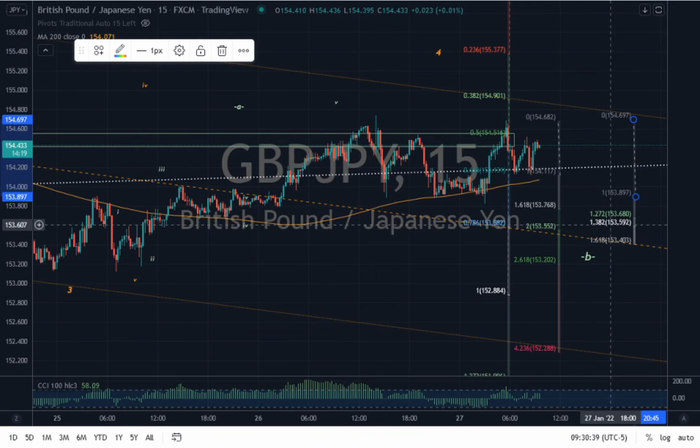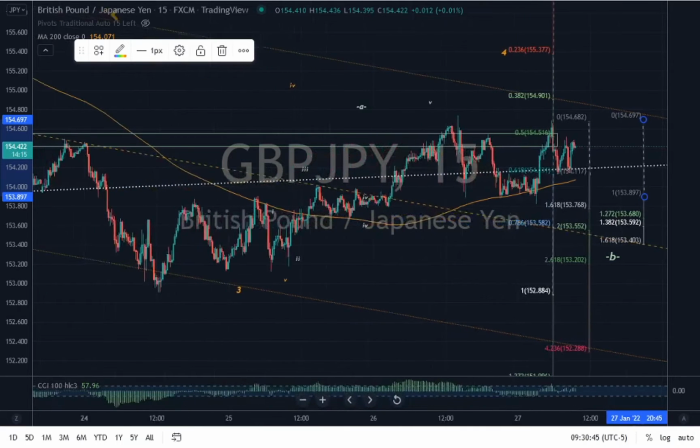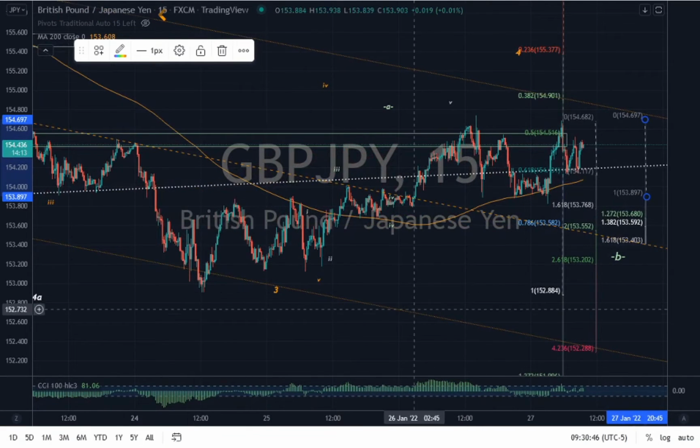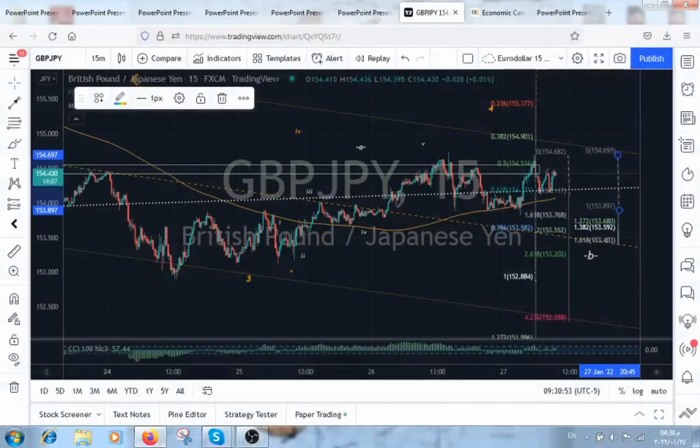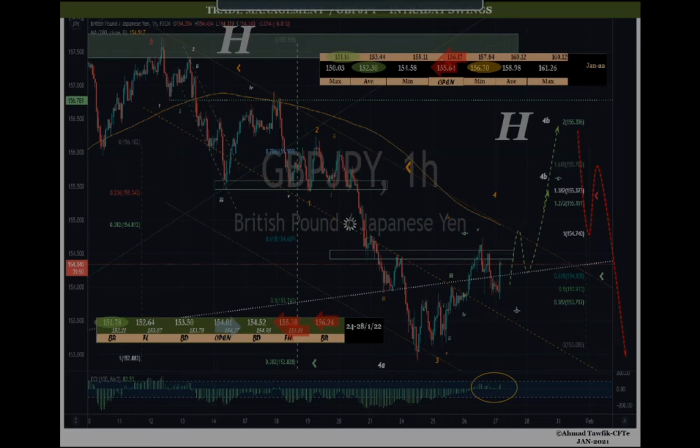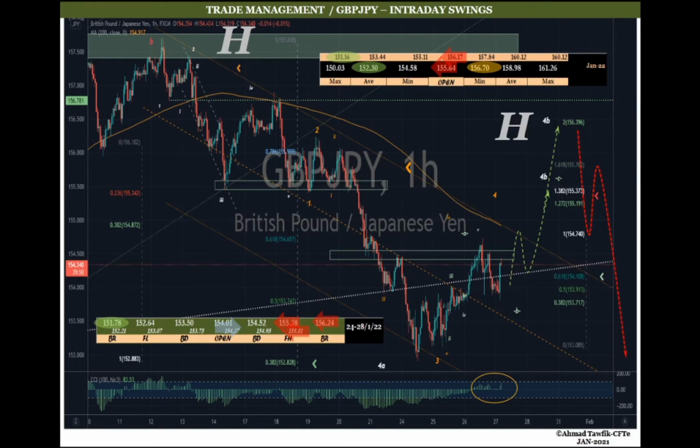There's going to be a correction down to these levels, so we could consider to buy 153.6, 153.7 with a stop at 152.7 and a target at 155.4. This would be wave B that we are looking at in that chart. It's probably going to unfold within the coming 48 hours, today and tomorrow, Friday.